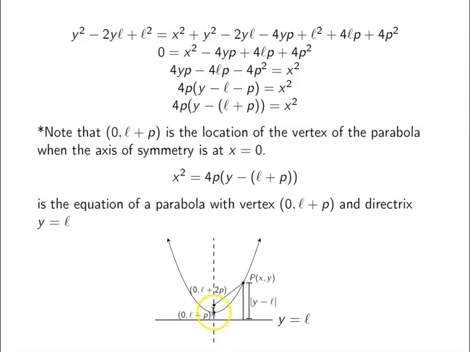So if this is p, that means the focus is p away from the focus as well. So this is the graph that we get for a parabola that has its symmetry at x equals 0 and a directrix at y equals L.